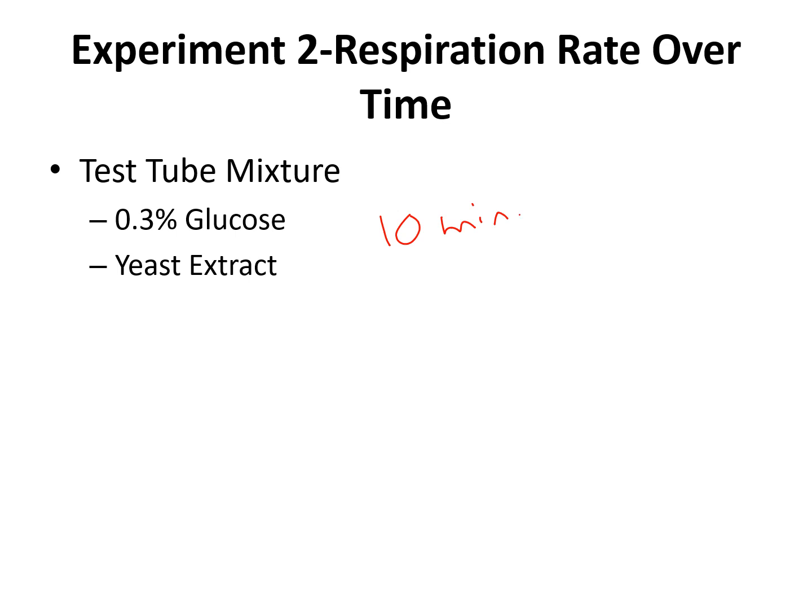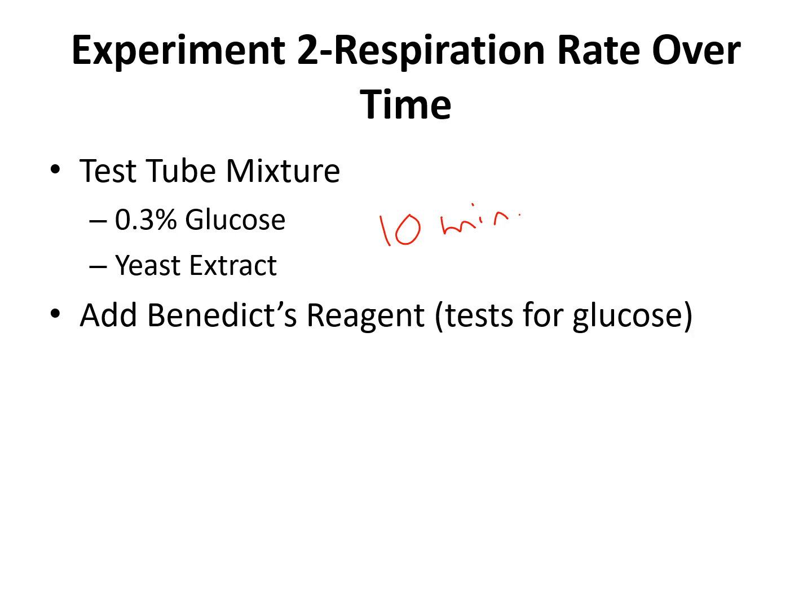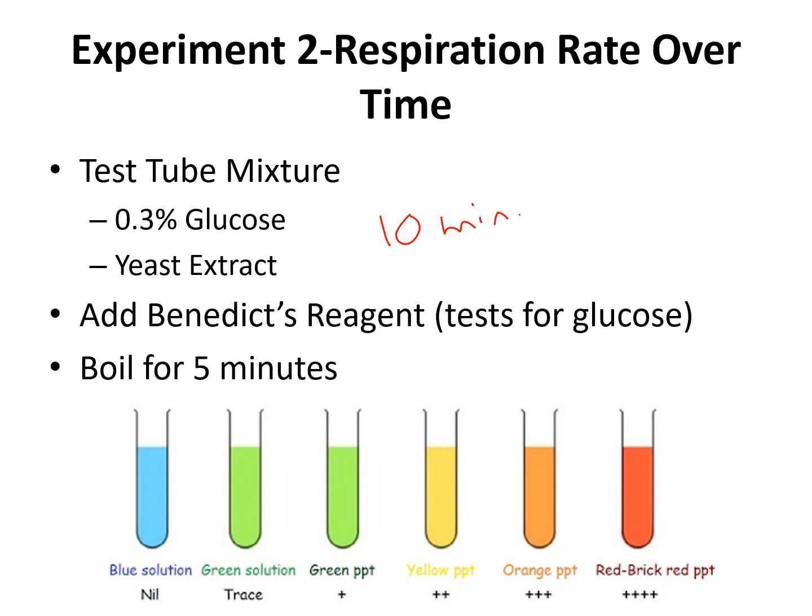When each test tube reaches the appropriate time point, you would have added Benedict's reagent, which tests for the presence of glucose. Then you would boil for 5 minutes and look for a color change. And remember, we've done the Benedict's before. You get a range of color. Blue means there is no glucose present, and that dark red means there is a high concentration of glucose present. So as you go up from blue to green to yellow to orange to red, you're increasing the concentration of glucose.